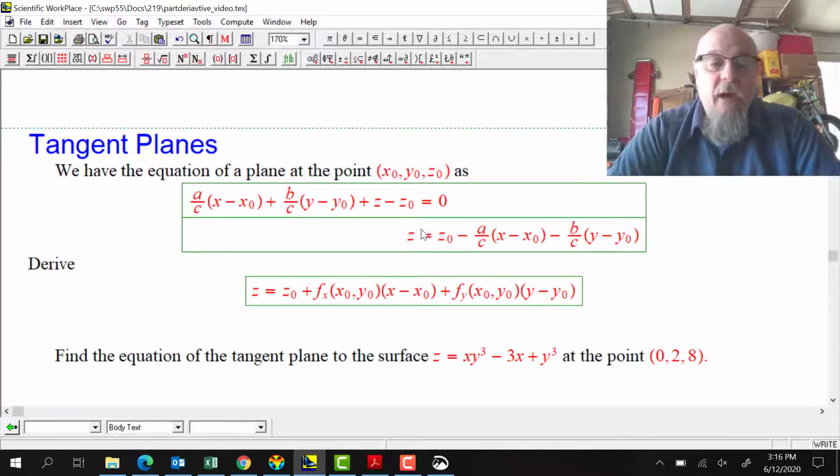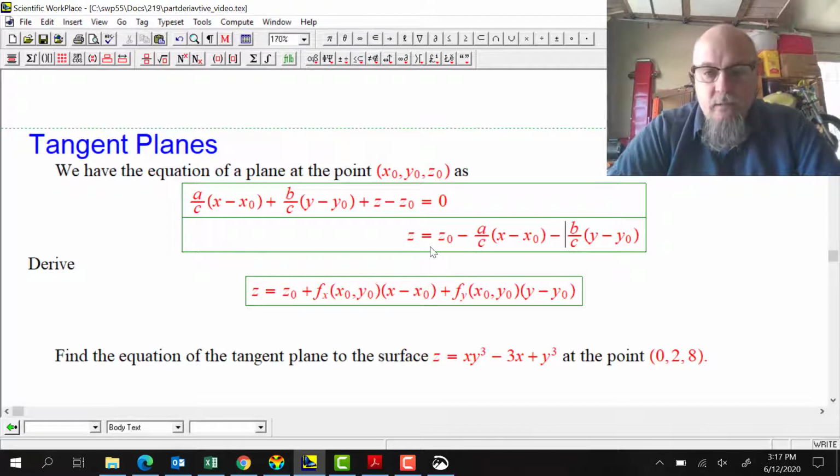So I could write a plane as a multivariable function. Plug in an x, plug in a y. Remember, a and c, b and c, those are just numbers. z naught, that's a number, the z value of the point that the plane goes through. Likewise, x naught and y naught, those are all numbers. So this is written as a function of x and y.